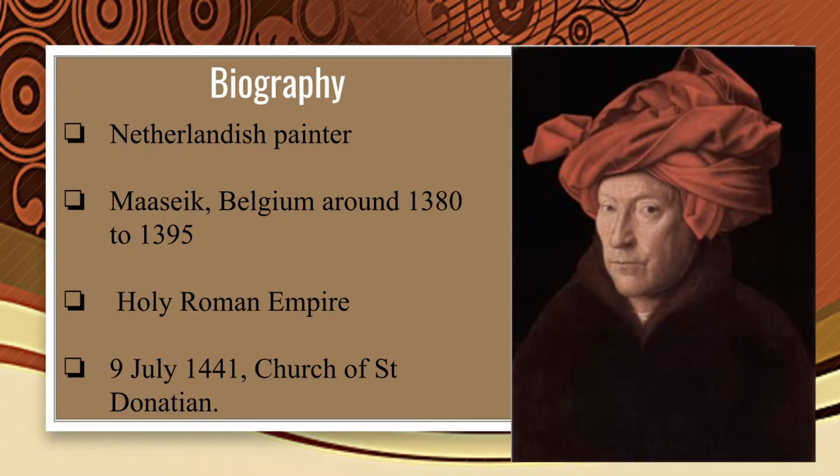Jan van Eyck is an early Netherlandish painter who is believed to have been born during the time of the Holy Roman Empire in a town called Maaseik, located in Belgium. He is thought to have been born somewhere between 1380 to 1395, although the date of his birth is only speculated on, as no one knows it for certain.